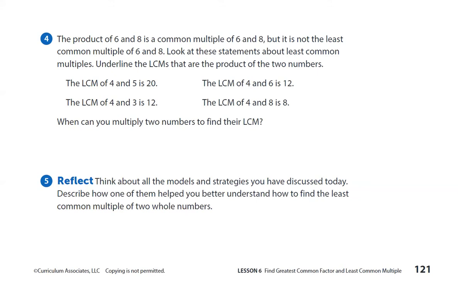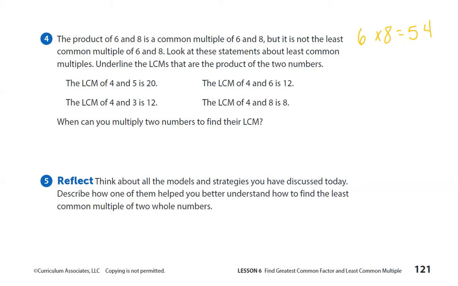Number 4, the product of 6 and 8 is a common multiple of 6 and 8. So remember the product. What is the product of 6 and 8? The product of 6 and 8 is 56. No, 54. What am I thinking? 54. There we go.